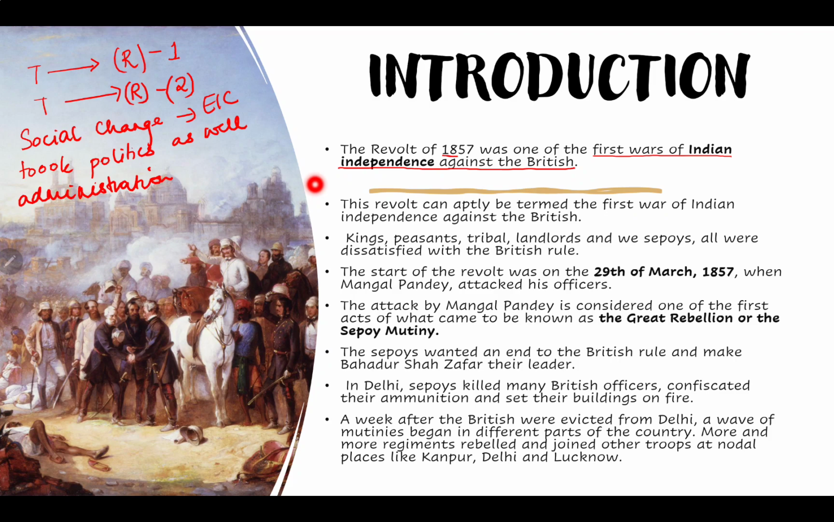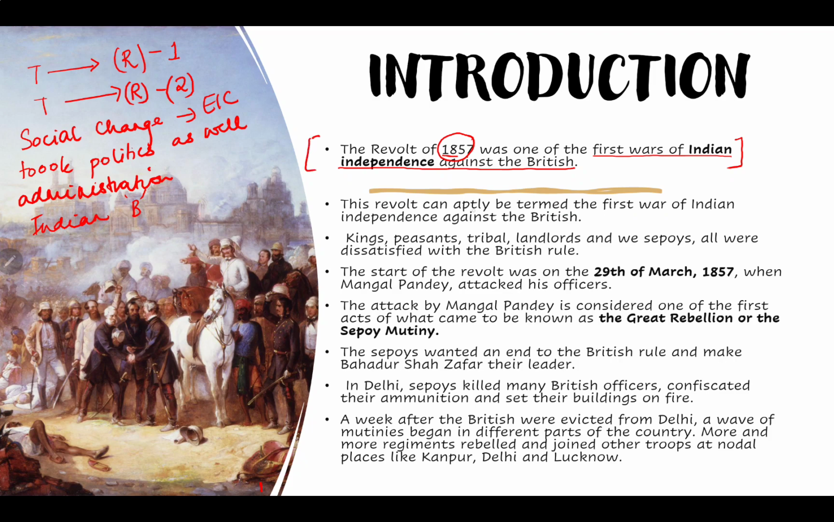After those changes, people were unsatisfied. Indian people were unsatisfied because of numerous things that the British did. The British were very biased. They were only helping the British, but they were not helping the poor Indians. So many reasons came up. That's why India started to revolt. The revolt of 1857 was one of the first wars of Indian independence against the British. So you need to understand these lines.